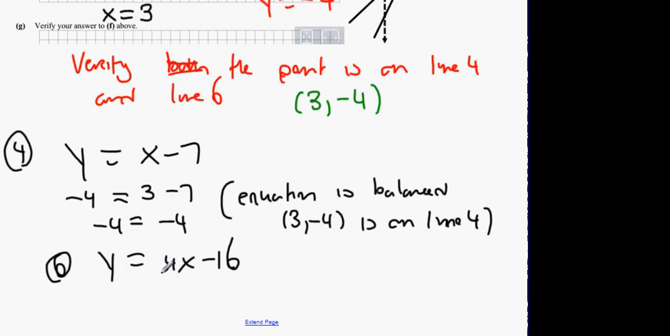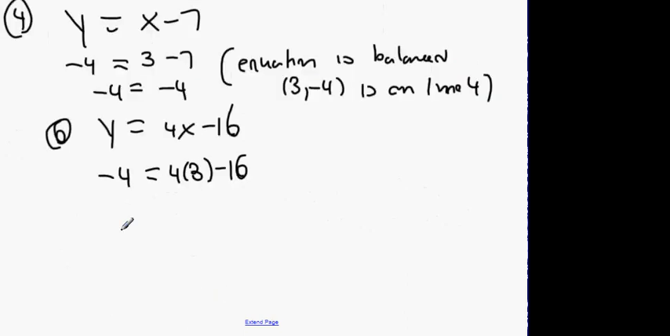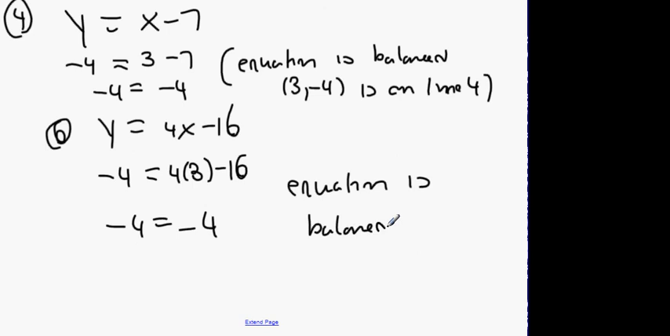What's y equal to again? y is minus 4. x is 3. And then we're going to get minus 4 equals minus 4. And then we're pretty much going to copy exactly what this says here. Equation is balanced. 3, minus 4 is on line 6. So lads, long story short, when a point is on the line, it balances the equation.